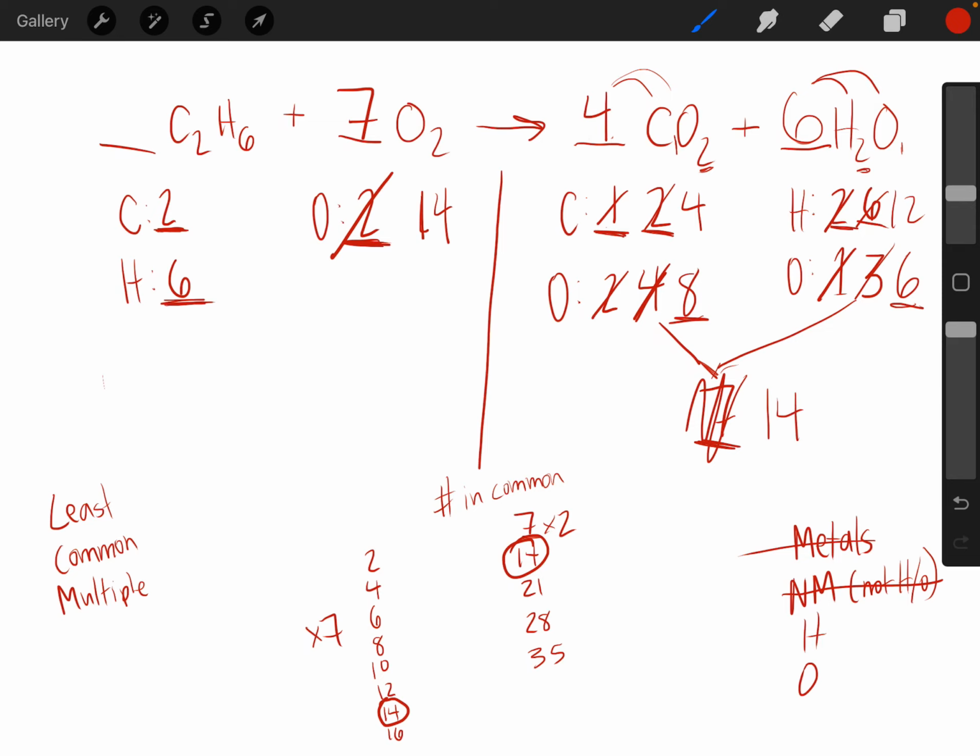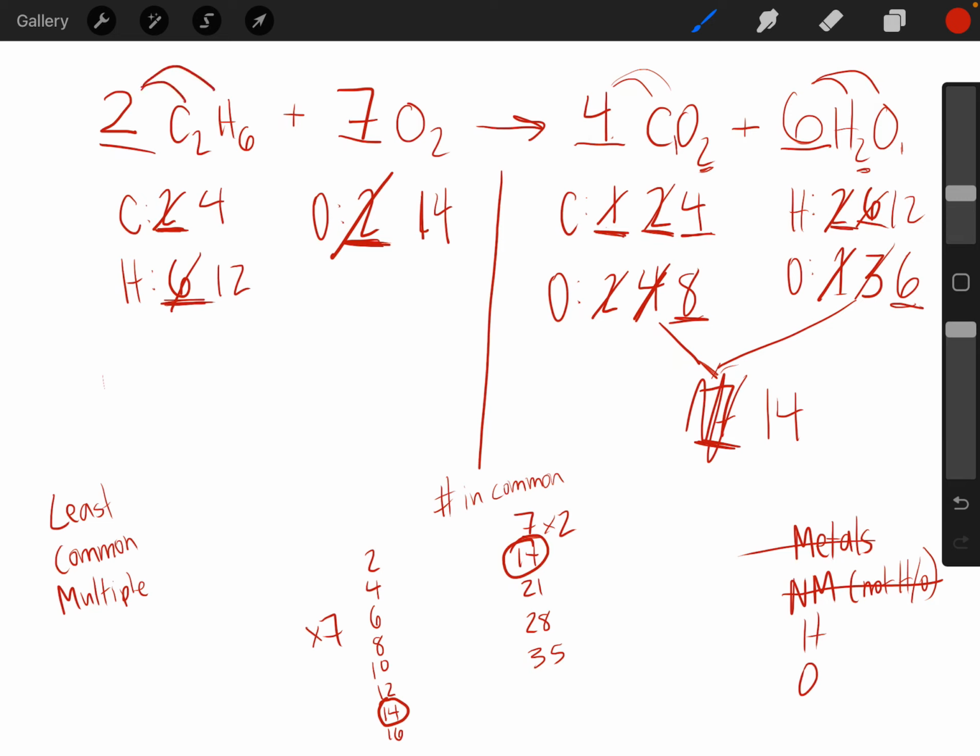But we got to go back and check, because I think we just messed a few people up. So I'm going to go back to carbon. I have 2 carbons on the left. I have 4 carbons on the right. What do I need to do? I need to multiply that smaller number of carbons by a number that will get me to the bigger number, which means I have to multiply that carbon by 2. This becomes 4 carbons. This becomes 12 hydrogens, because remember, this distributes.